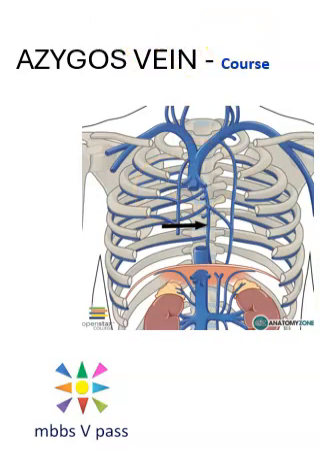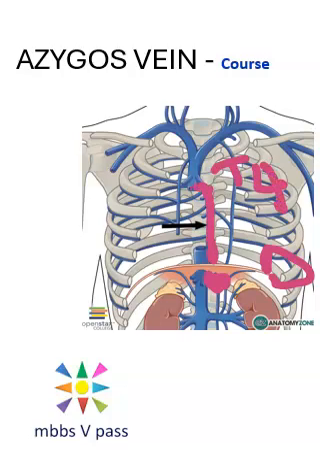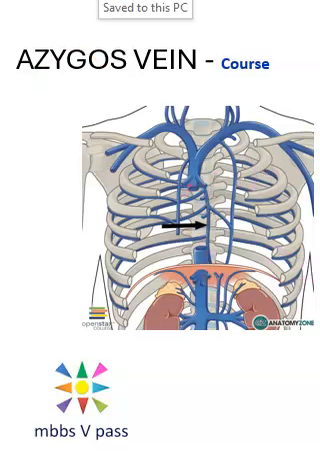Tell me the course of the azygos vein. Yes, ma'am. The azygos vein, ma'am, enters the thorax via the aortic opening of the diaphragm. So here we have the aortic opening of the diaphragm. Via this, it will enter the thorax. Then it will ascend up to the T4 level, ma'am. And here it will arch forward over the root of the right lung, and then it will join the superior vena cava from behind the superior vena cava.